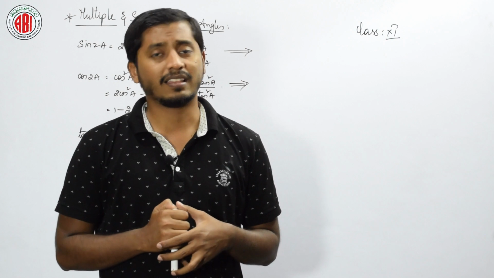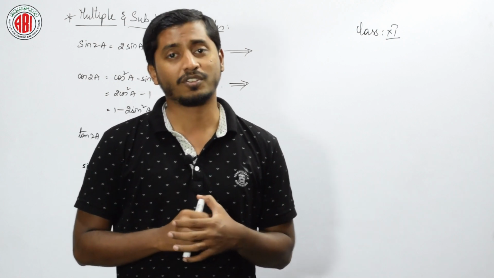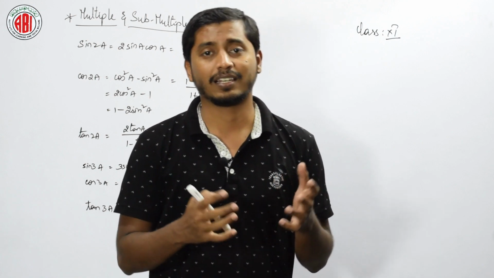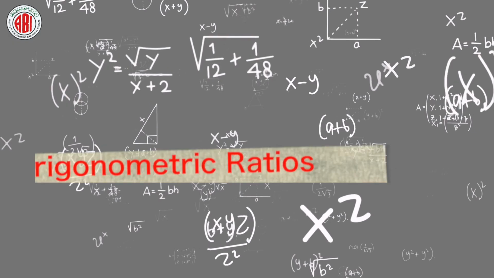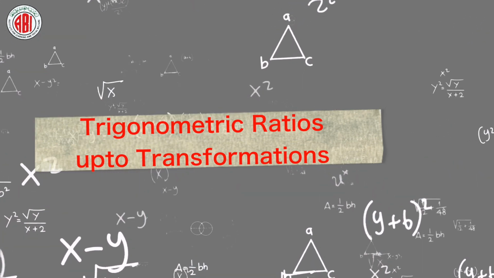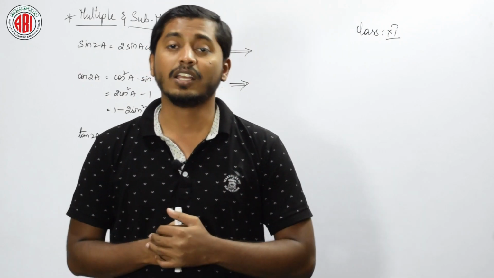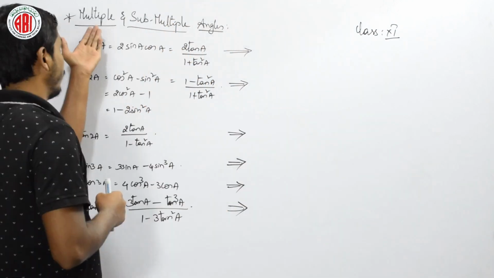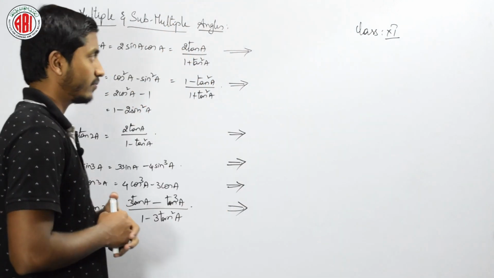We have been discussing the different concepts of trigonometric ratios up to transformation till now. We started with the basic definition of what an angle is, kinds of angles, then the different trigonometric ratios, a few problems on that, and compound angles. Today we are going to start a different concept, that is multiple and submultiple angles.